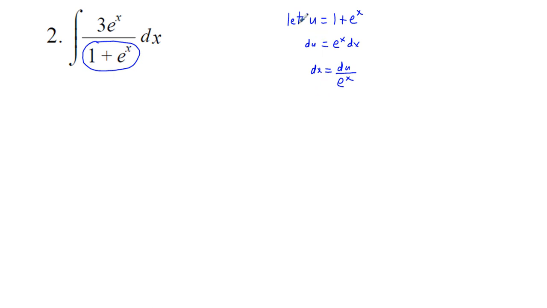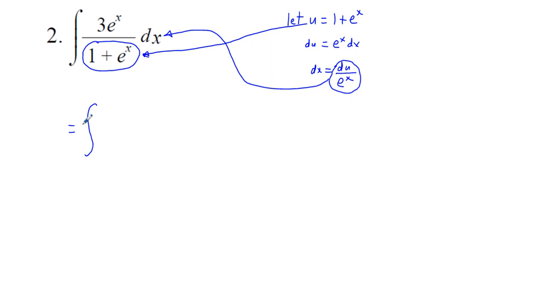Now we can substitute back in. We're going to put in u for this 1 plus e to the x here, and then substitute in du over e to the x for this dx here. Working below, I'm going to take this 3 outside, and we're going to have e to the x here, and then 1 plus e to the x power in the denominator we replace with this u, and then we replace this dx with du over e to the x power.